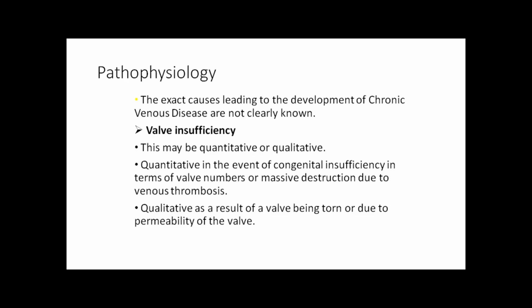So what is the pathophysiology? The exact causes leading to the development of chronic venous disease are not clearly known, but the important one is valve insufficiency. There may be a quantitative or qualitative insufficiency. Quantitative is in the event of congenital insufficiency in terms of number of valves, or massive destruction due to venous thrombosis. Qualitative is as a result of the valve being torn or due to permeability of the valve, that is due to trauma.